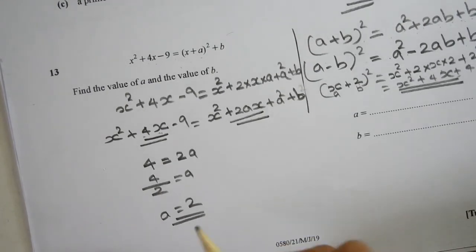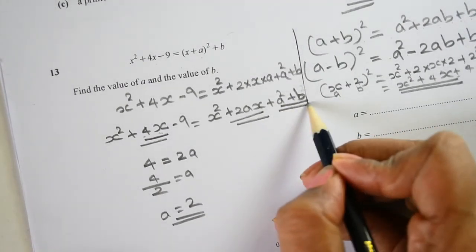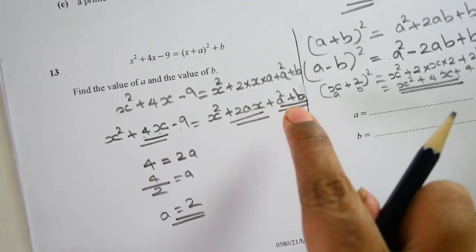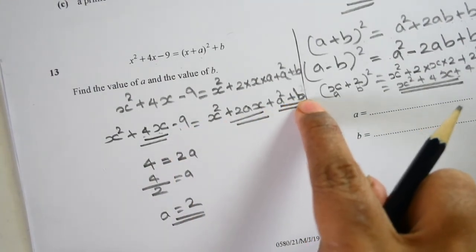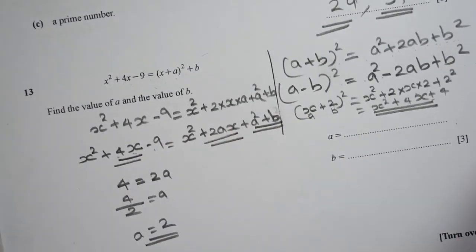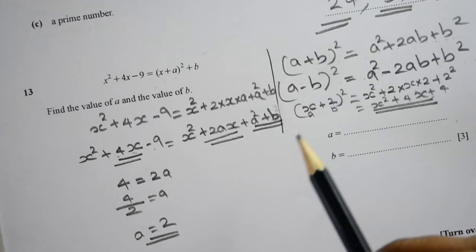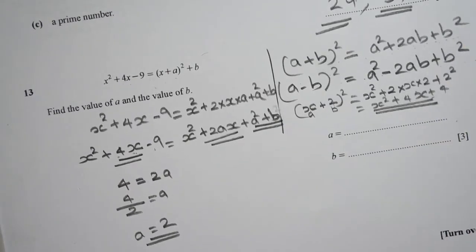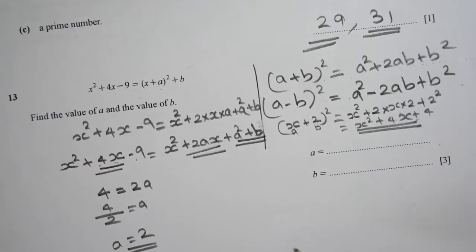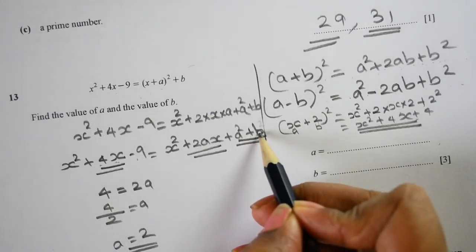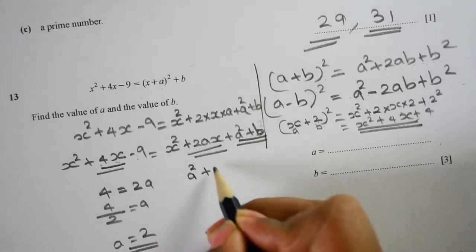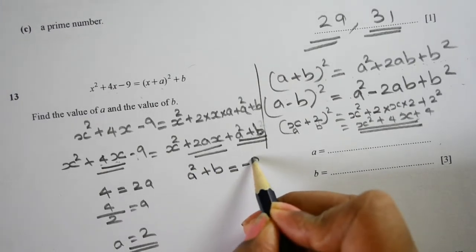First part over. Second, this a square plus b, that is equal to minus 9, because consider this a constant term. A square plus b is a constant term. Every time I'm repeating b square because the formula is related to a plus b the whole square, which is a square plus 2ab plus b square. Sorry for that. It's a square plus b is equal to minus 9.